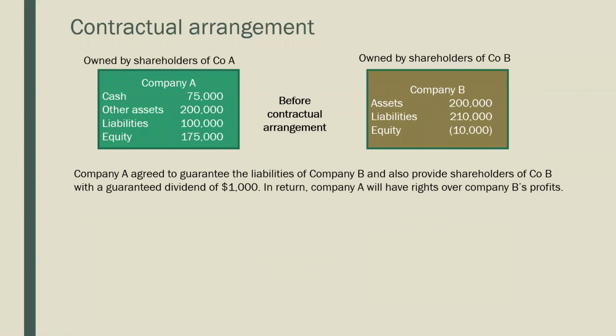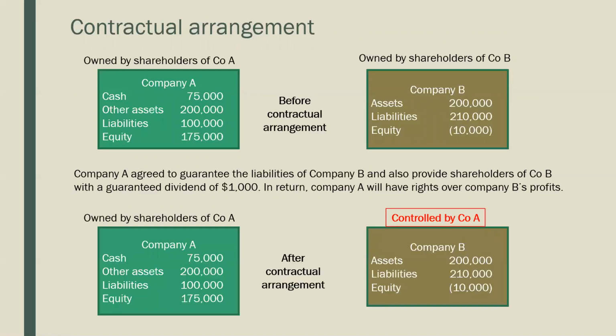So what may happen here is company A agrees to guarantee the liabilities of company B. So that can help allay fears of possible bankruptcy on the part of creditors of company B, and also provide shareholders of company B with a guaranteed dividend. In return, company A will have rights over company B's future profits. So this is basically a contractual arrangement where nothing changes as far as the balance sheets are concerned, but de facto, company B becomes controlled by company A.